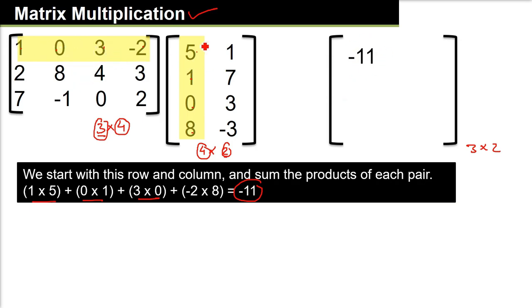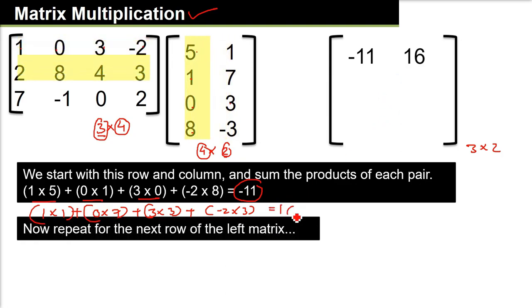Now, first row and second column. We have to complete the first row with all the columns in the second matrix. So 1 into 1, 0 into 7, 3 into 3, negative 2 into negative 3. Write them here and add them. The final value will be 16. It will be put here.